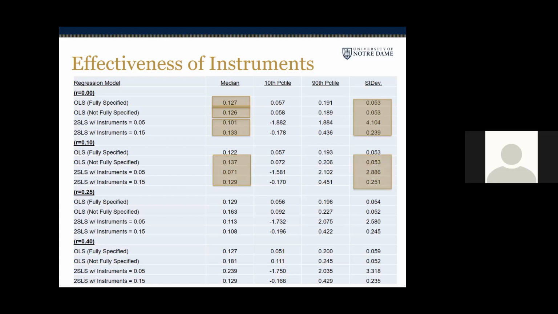But once again, extremely wild variance. You're almost just as likely to get a negative coefficient as you are an extremely high coefficient with 2SLS. So we ramped that up to the extreme down here.